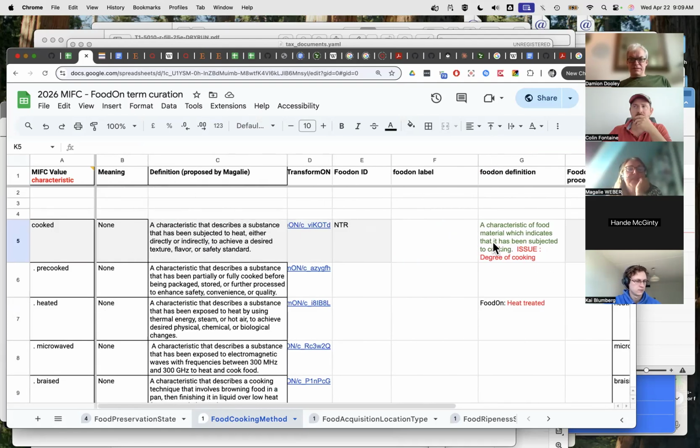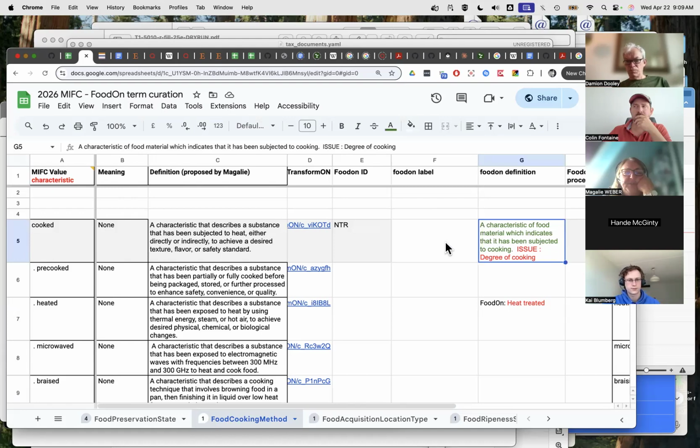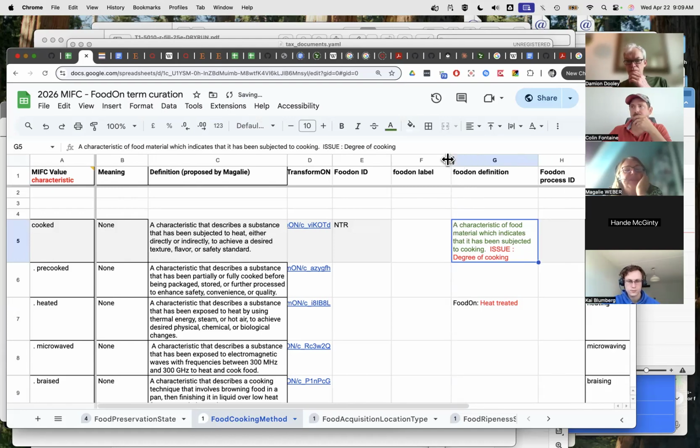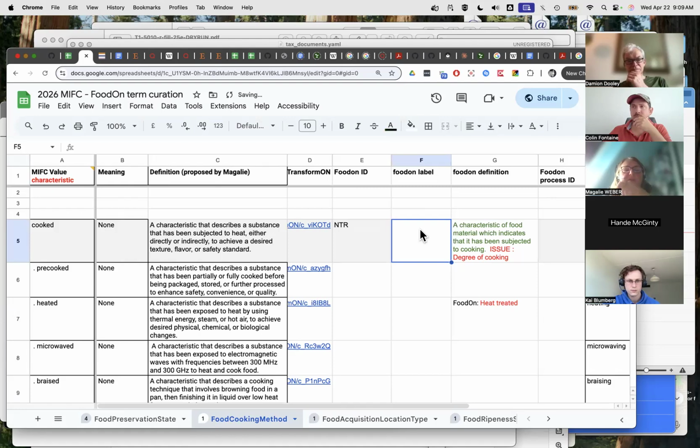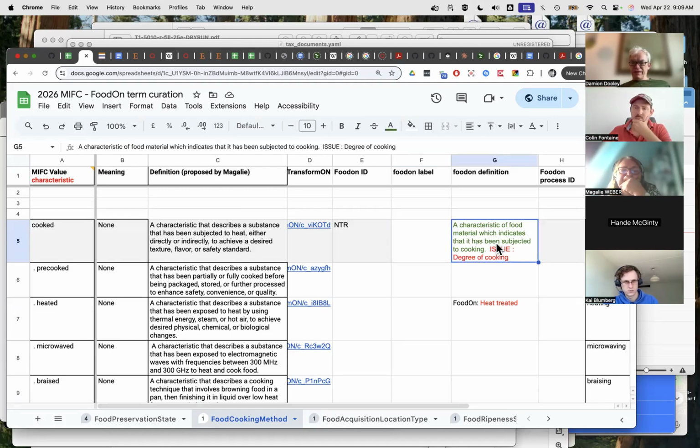Okay, and what about the definition? I would just like to mention that we generated them with an LLM, so I have to check perhaps more deeply. I have suggested that we can say the objective or the mechanism in the definition, but as you mentioned, in the FoodOn definition, it will be quite simple. Yeah, right. Okay. Gotcha.